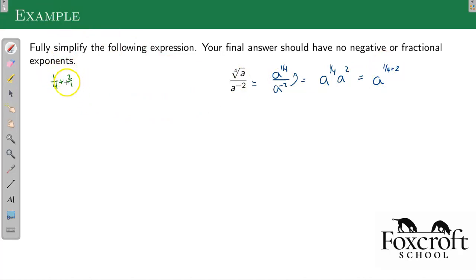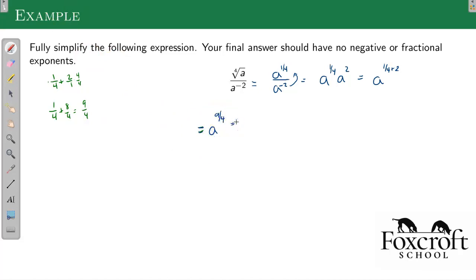Remember, I can make any number over 1. This one already has a 4. This one just needs a 4 over 4. And I get 9 over 4. So this is the same thing as a to the 9 over 4.